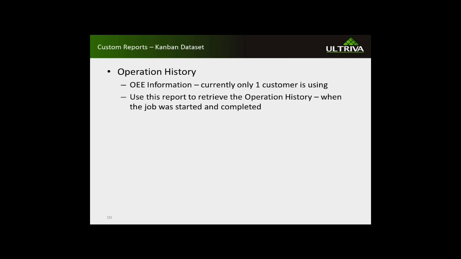The next Kanban report was called Operation History, and if you have the OEE module, which there's really only one customer who's currently using, they would be able to run this report, and it gives them the operation history of when a machine job was started, when it was completed, who completed it, and so forth.